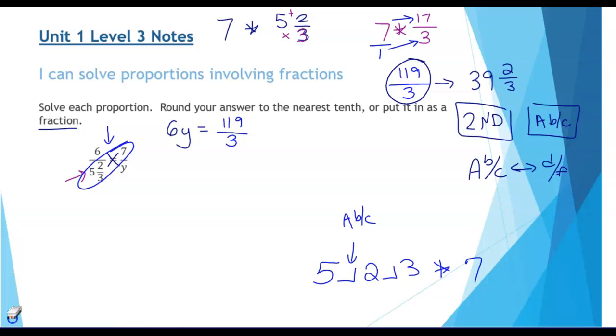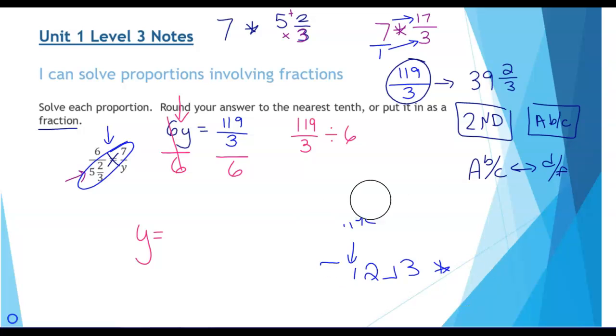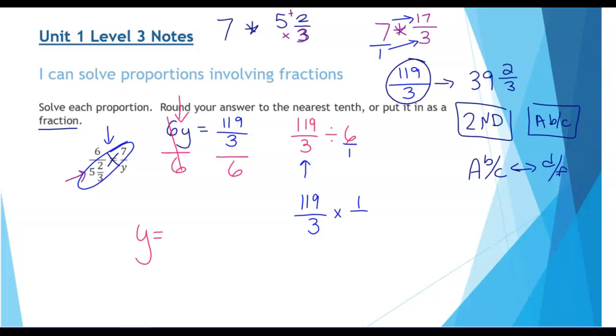All right, now to undo multiplication, multiplying by 6, I'm going to divide by 6. So this is really 119 over 3 divided by 6. And we don't divide by fractions, we multiply by the reciprocal. So the 119 over 3 stays the same. I'm going to times by 1 over 6. And when I do that, I get 119 over 18.